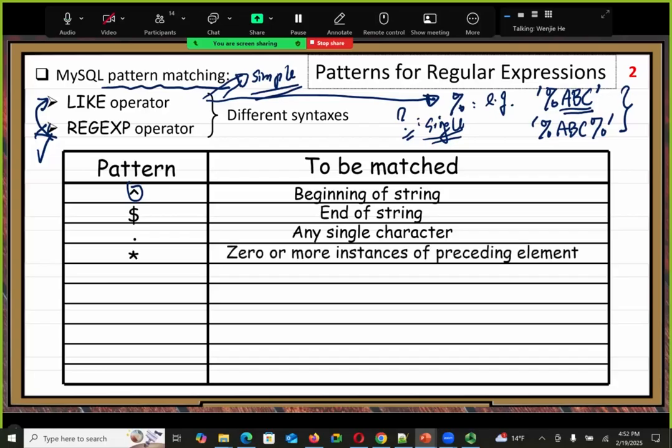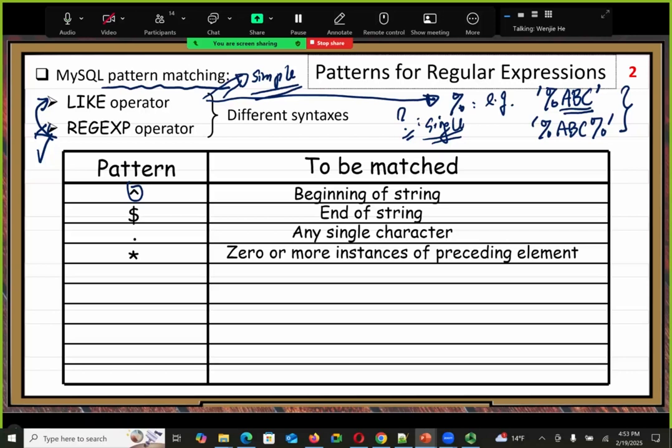Then star: 0 or more instances of the preceding element, the preceding pattern. Element here means you use a small pattern substring to describe a pattern. That part we call one element, one special pattern portion, and you want to repeat that instance 0 or more times.